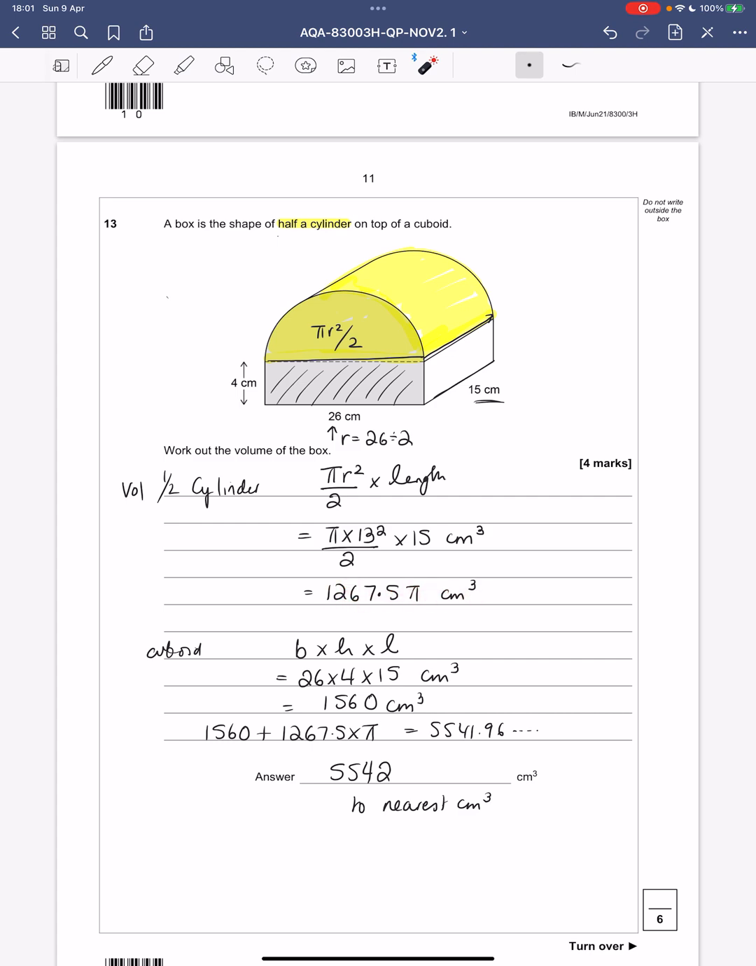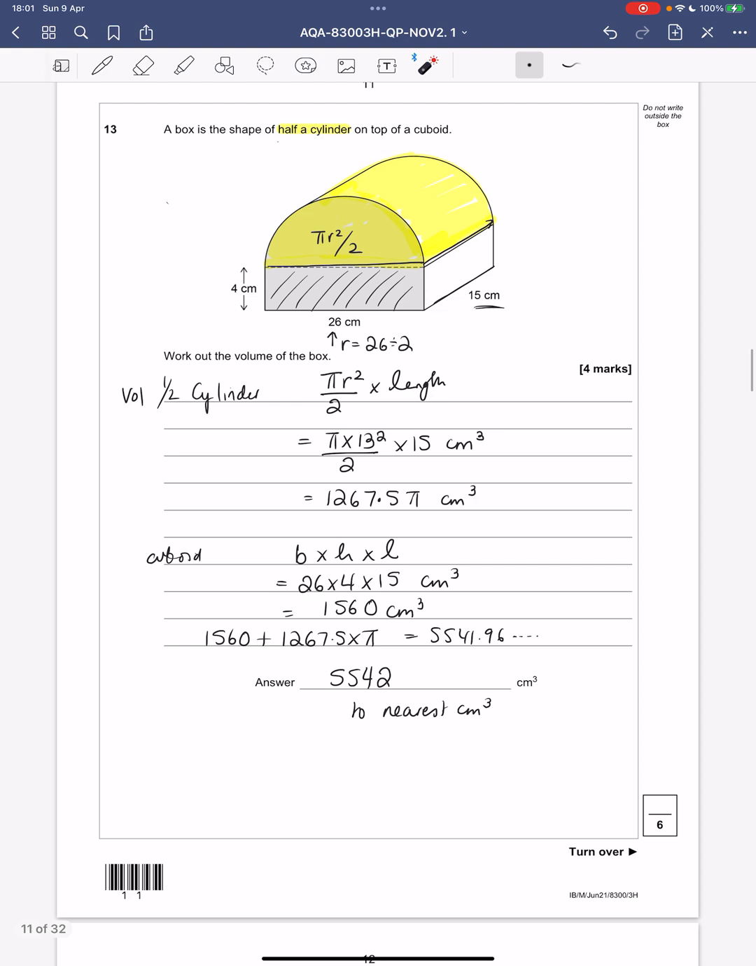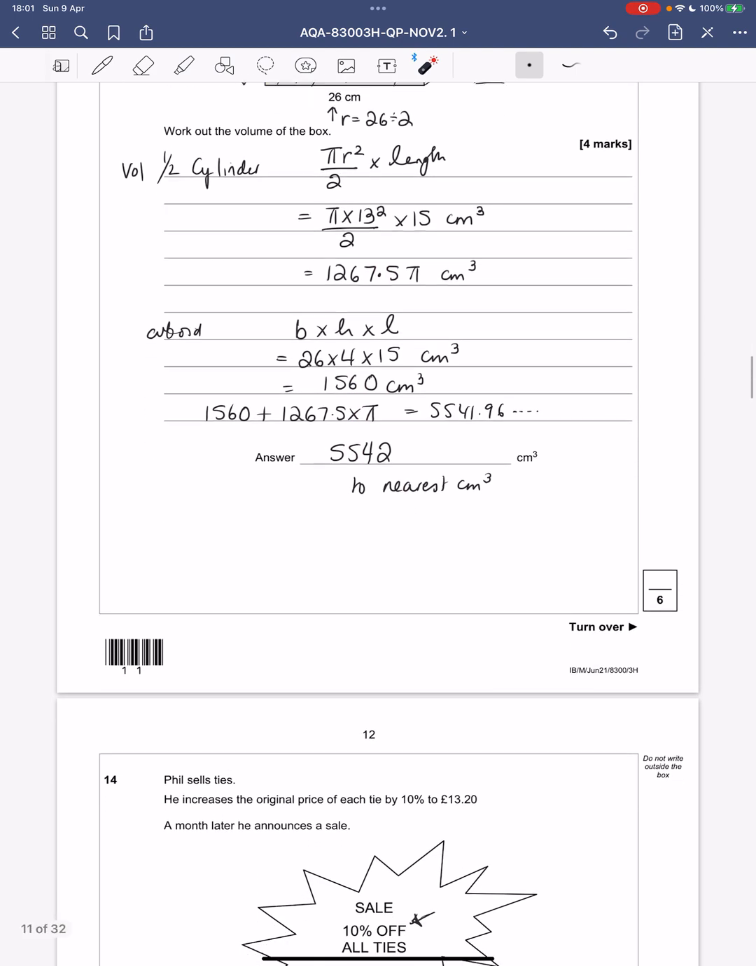1267.5 pi cubic centimetres. Now the cuboid on the bottom is 4 times 26 times 15, which is 1560 centimetres cubed. So the total volume is this answer plus this answer, which is 5542 to the nearest cubic centimetre.